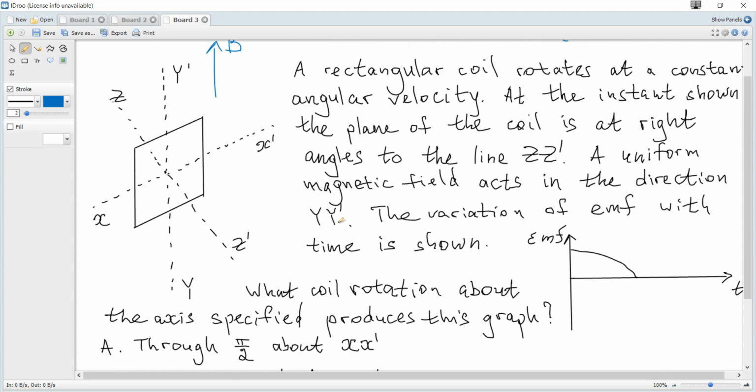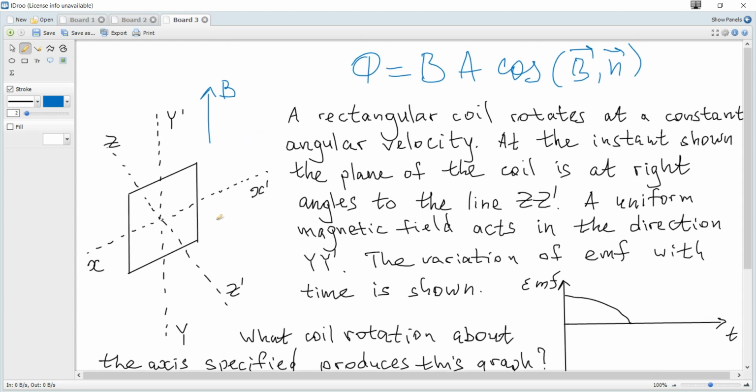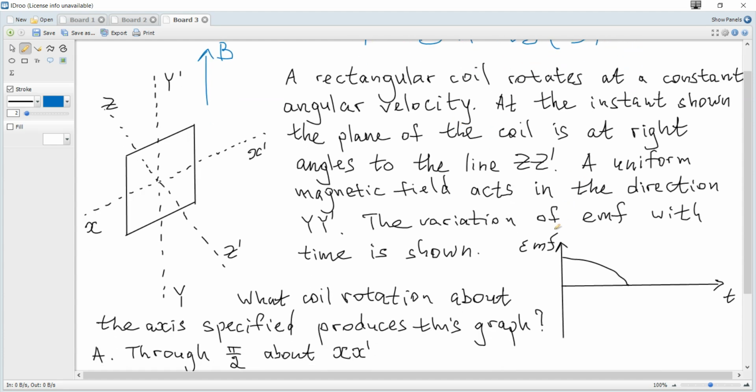But when you rotate about XX', you can see that there will be a different number of lines cutting the coil at different moments of time. And initially, the magnetic flux is 0 because no lines are cutting the coil, or using this formula, the angle is 90 degrees, so cosine is 0. It means that the magnetic flux is 0, and we know when the magnetic flux is 0, EMF has its maximum by amplitude, or by the absolute value.